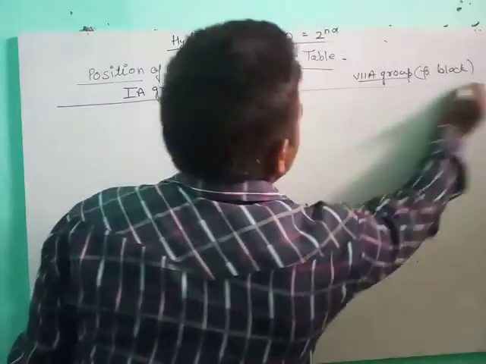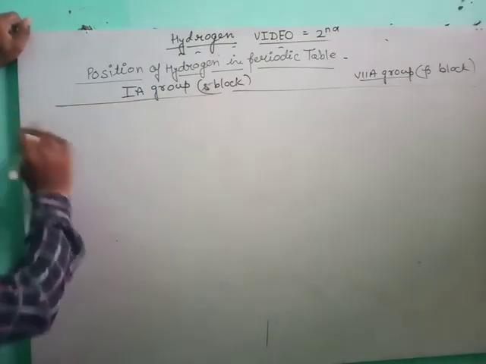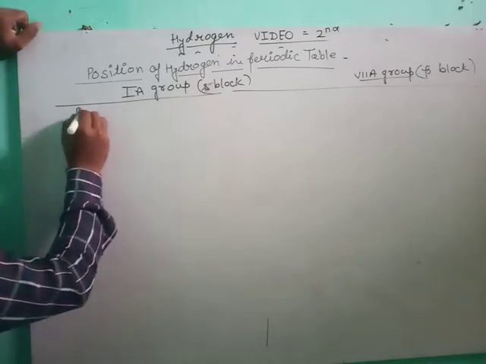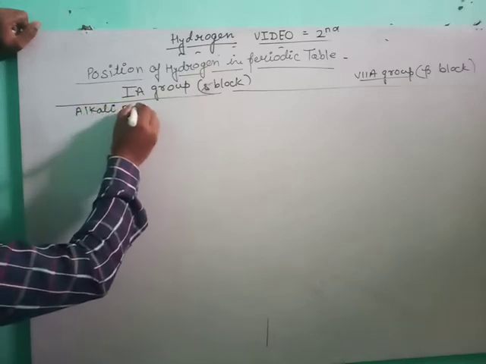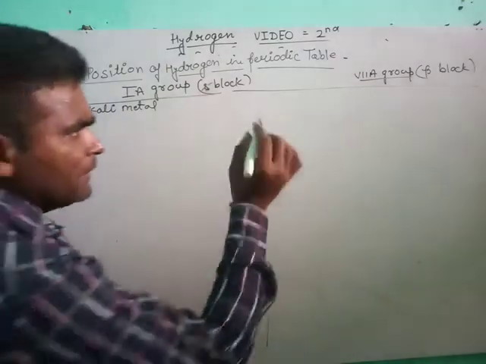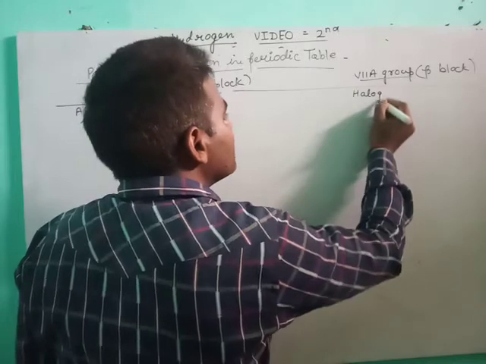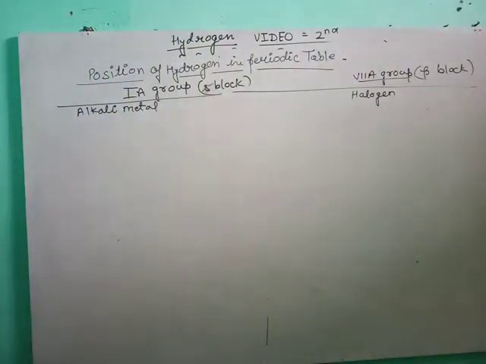The elements of the first A group are commonly called alkali metals. And the elements of the seventh A group are commonly called halogens. Why are these called alkali metals and these called halogens?